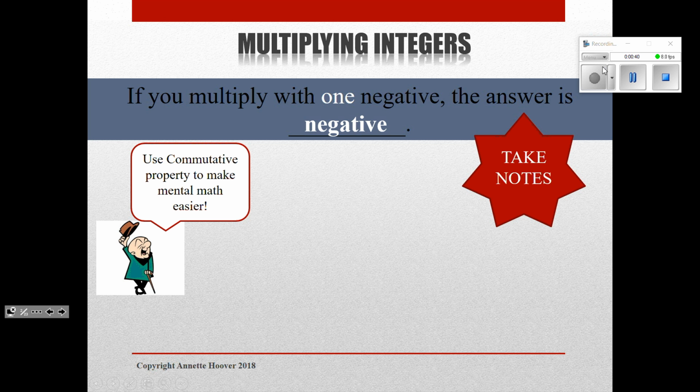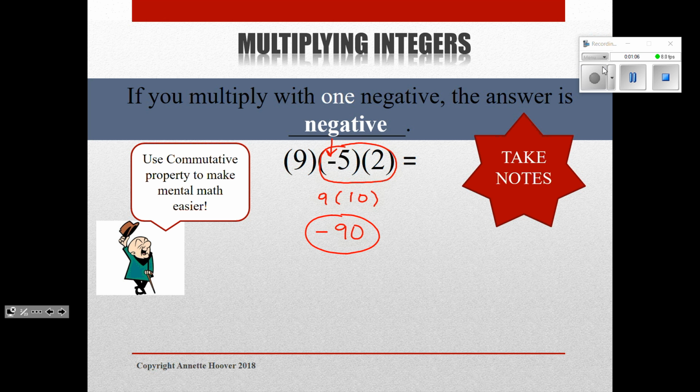Now, if you remember, we talked about using the commutative property to make mental math easier. So if you look at this, I would probably regroup this and multiply this first because I know that 2 times 5 is 10. Then it's really easy for me to multiply 9 times 10, which is 90. And then I look back and count how many of those numbers were negative. There was one negative right here, so I know my answer is going to be negative 90. So I do the multiplication and then I go back and count the negatives.